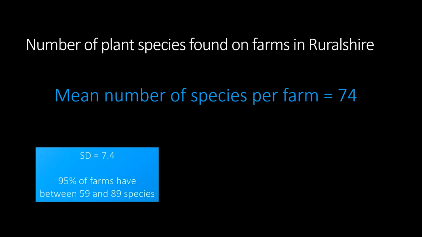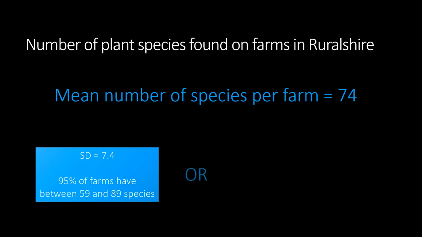Let's suppose that when you work out the statistics, the standard deviation is 7.4. That means, remember, 95% will have a range somewhere between 2 standard deviations below the mean and 2 standard deviations above the mean. So that means 95% of the farms have got somewhere between 59 and 89 species. Now if I was in charge of conservation in rural Shire, I'd probably be quite happy with that. There's a bit of variation, but everyone's doing reasonably well.